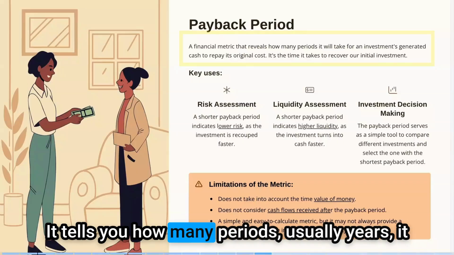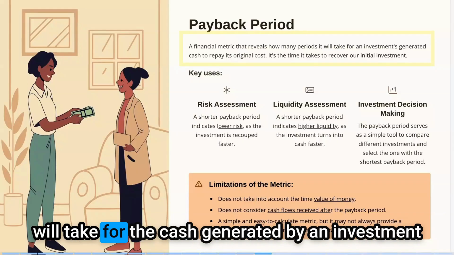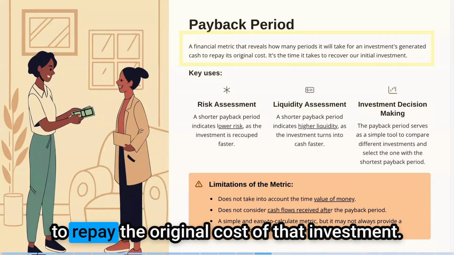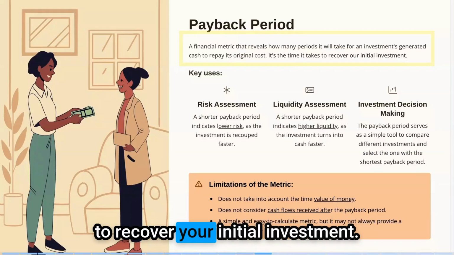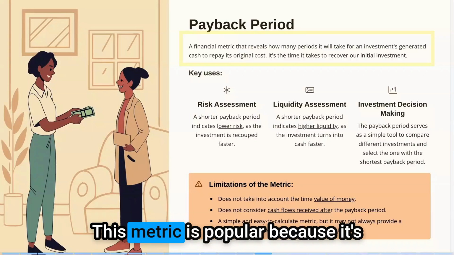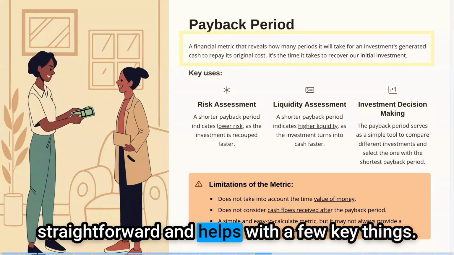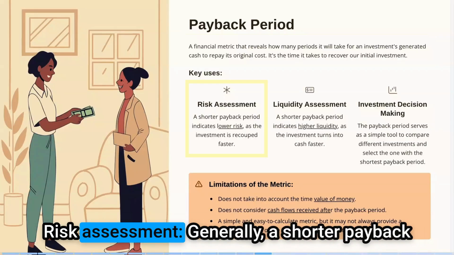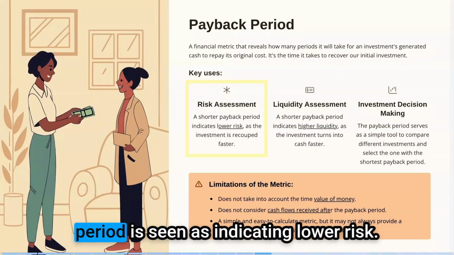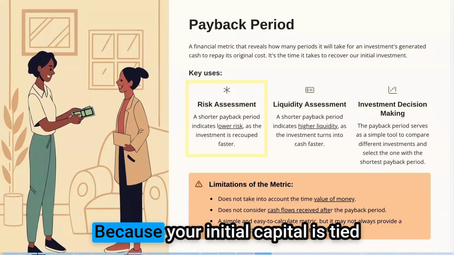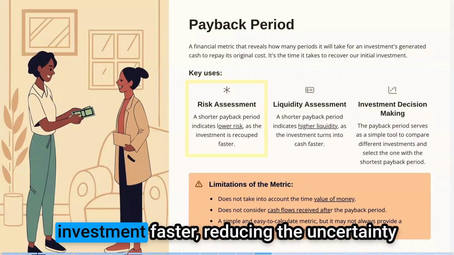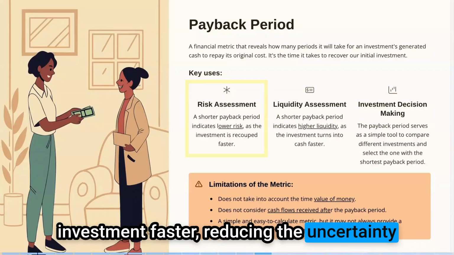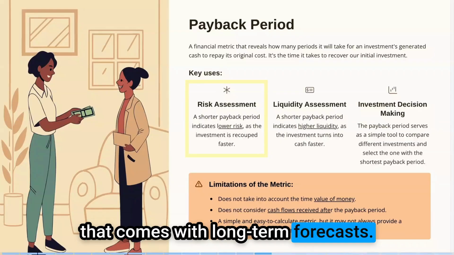It tells you how many periods, usually years, it will take for the cash generated by an investment to repay the original cost of that investment. Simply put, it's the time it takes to recover your initial investment. This metric is popular because it's straightforward and helps with a few key things. Risk assessment. Generally, a shorter payback period is seen as indicating lower risk. Why? Because your initial capital is tied up for less time, and you recoup your investment faster, reducing the uncertainty that comes with long-term forecasts.